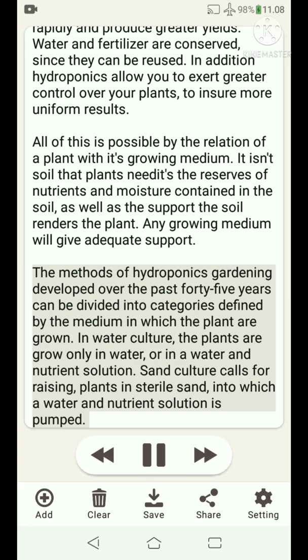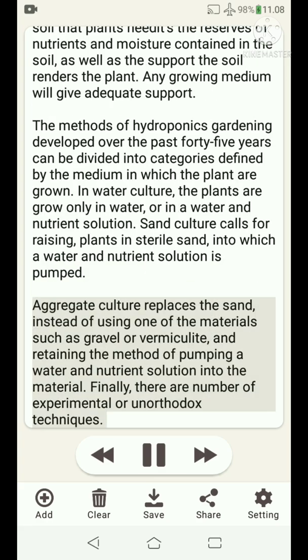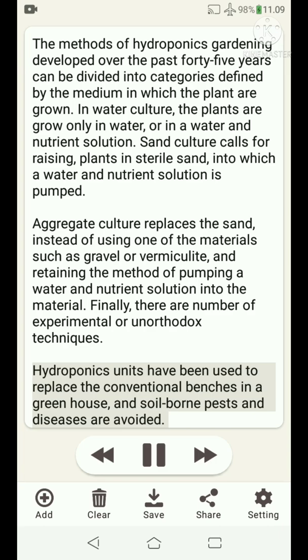In water culture, the plants are grown only in water, or in a water and nutrient solution. Sand culture calls for raising plants in sterile sand, into which a water and nutrient solution is pumped. Aggregate culture replaces the sand with one of the materials such as gravel or vermiculite, retaining the method of pumping a water and nutrient solution into the material. Finally, there are a number of experimental or unorthodox techniques. Hydroponics units have been used to replace the conventional benches in a greenhouse, and soil-borne pests and diseases are avoided.